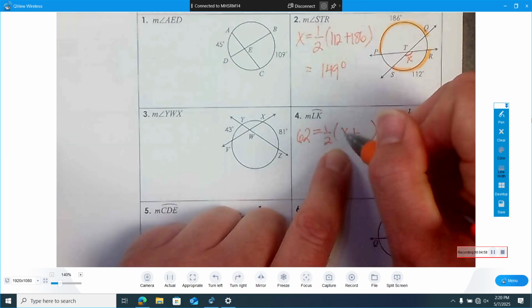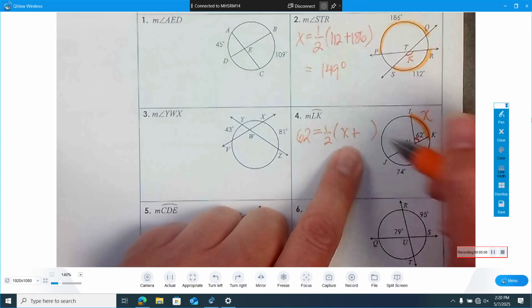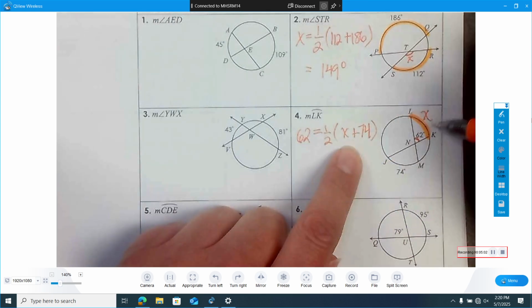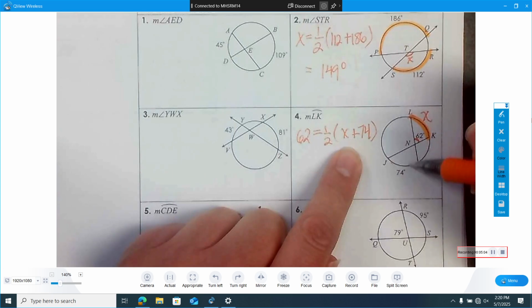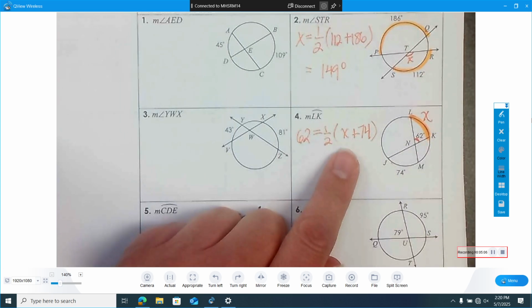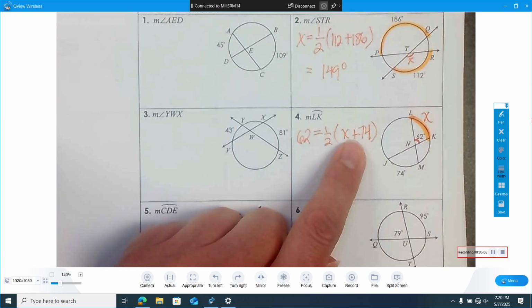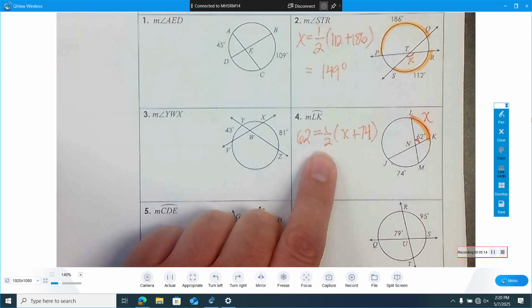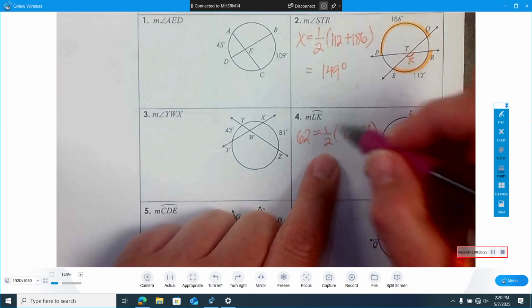I'm going to call it X and 74. All right, so there's our arc LK and our arc JM. All right. So because our X is sort of inside our formula, we're going to have to solve for X here. How do you want to deal with the 1/2? Distribute is the first choice. It's not the best choice. Multiply by 2. Very good.